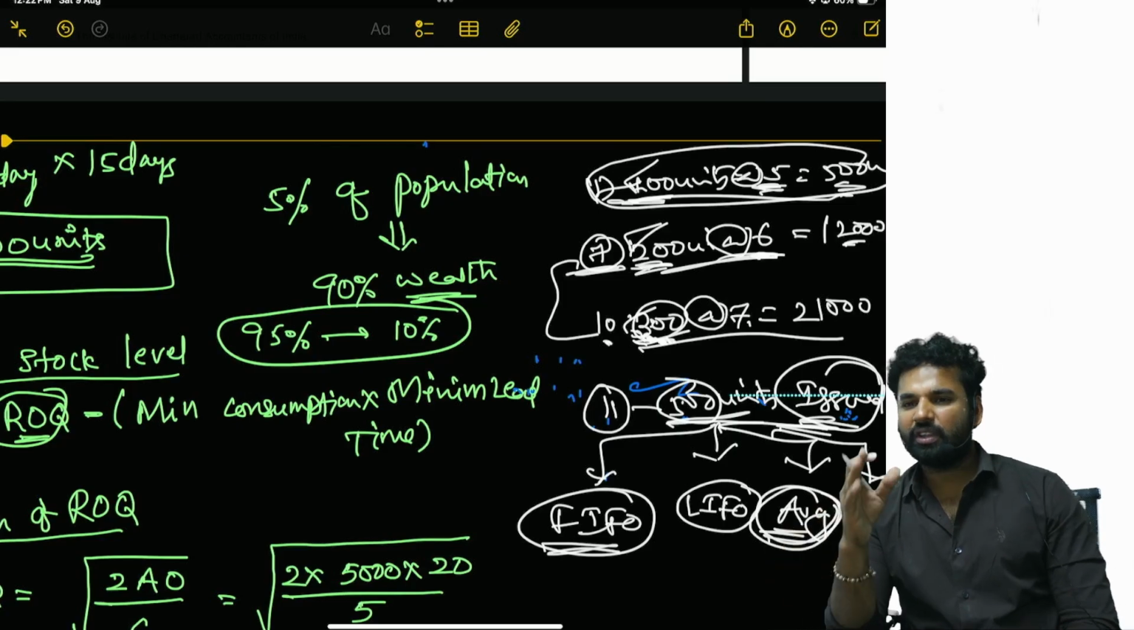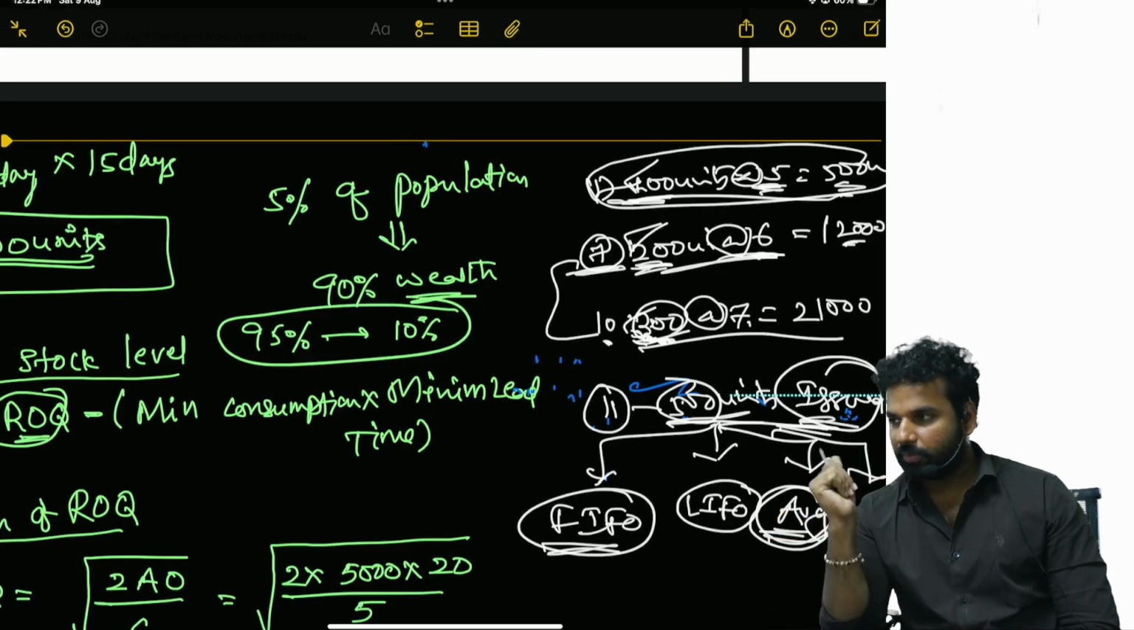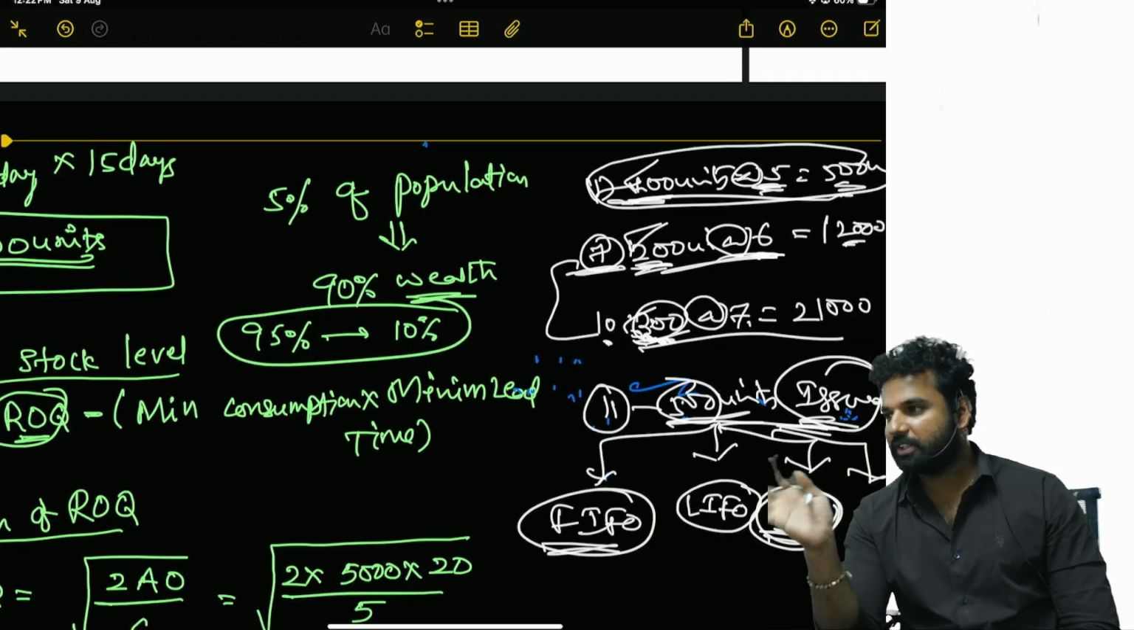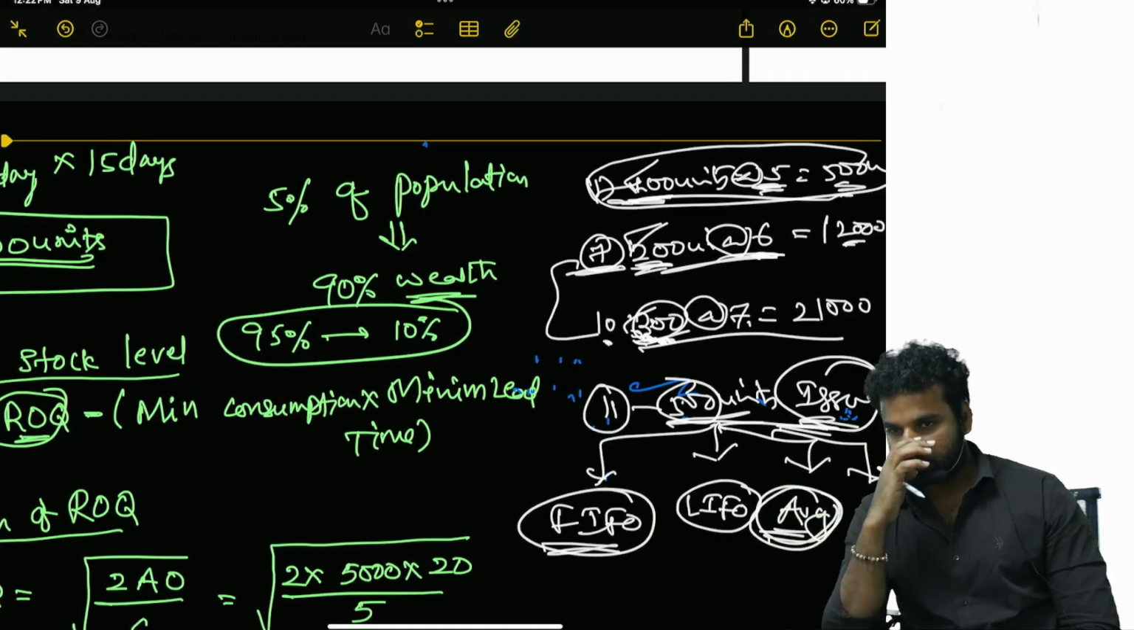Value the material. Based on that, what will happen? Obviously, your closing stock will be different from FIFO method to LIFO to weighted average to average. Material cost will be different. But you cannot change the receipt, the purchase. Purchase price will not be changed. That is not in your hands.